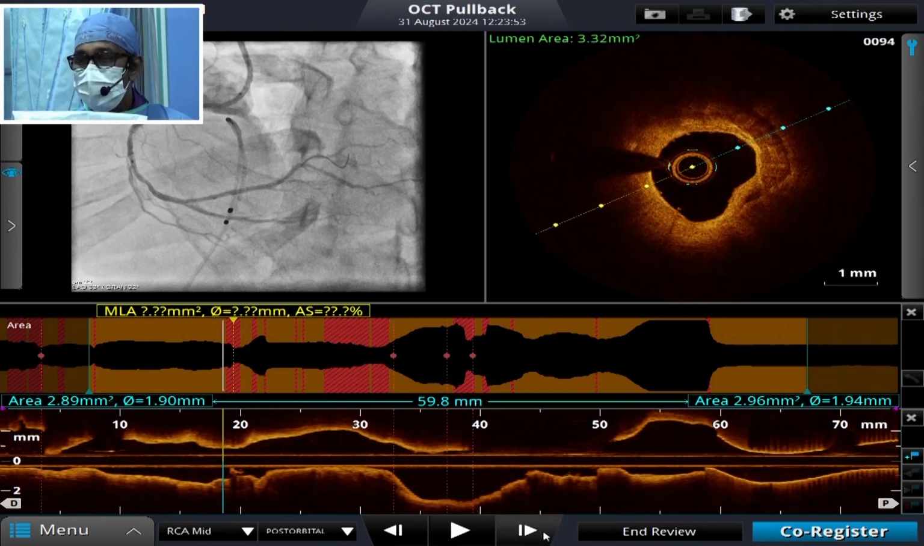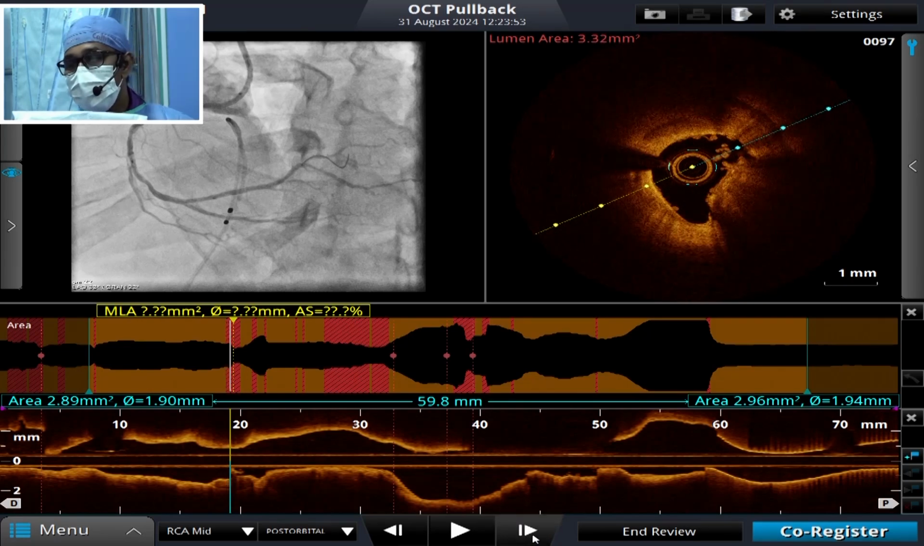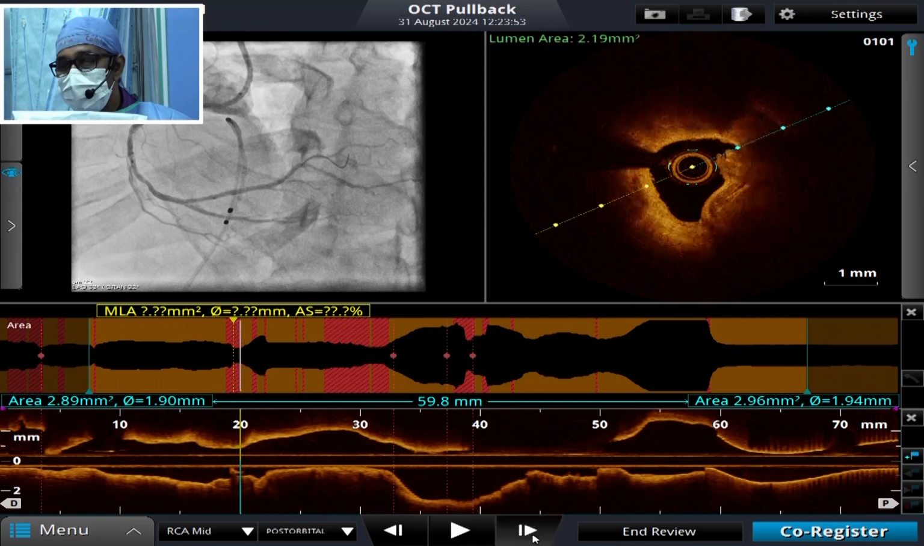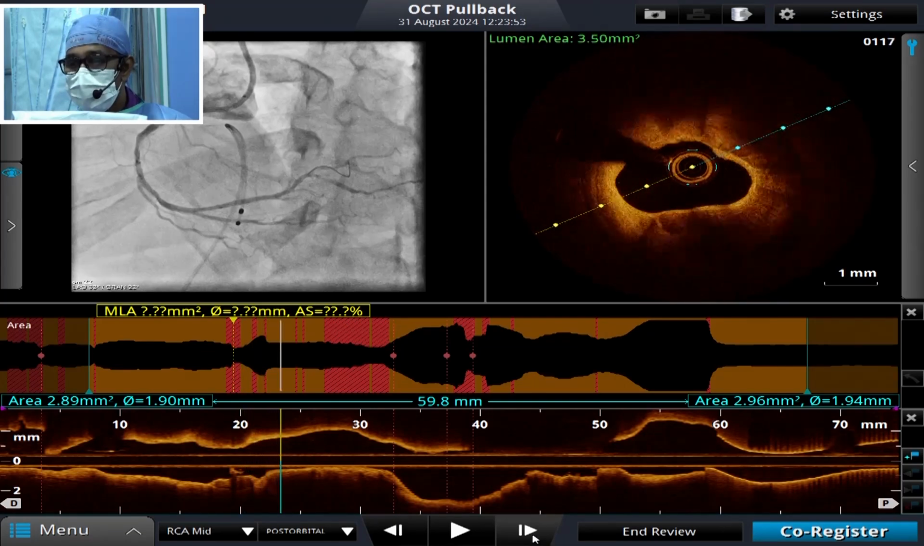Then as we come more proximally, again this smoothened, polished area looks as if sanding has been done with the orbital catheter. And this particular area, we expected that probably nothing would happen to this calcium with orbital.